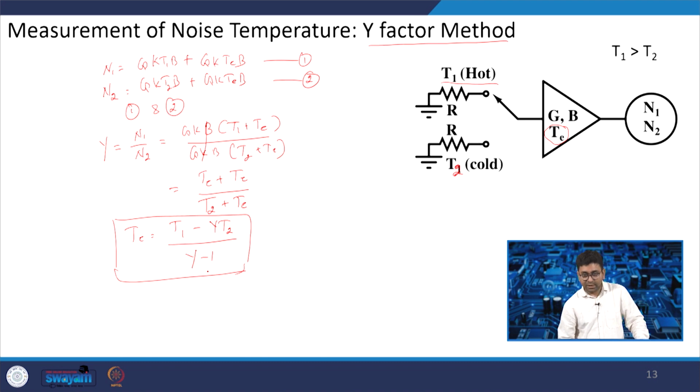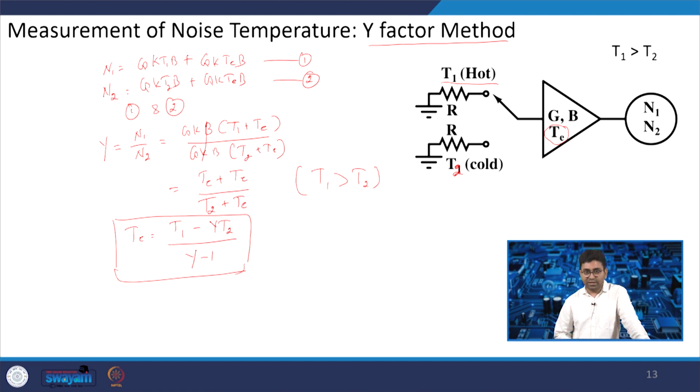For finding out the correct Te, what is the condition? Your T1 should be much greater than T2, then only you will get a sufficient Y, because if Y is equivalent to 1, then you cannot find the Te. So, in order to get an accurate value, the difference in the temperatures should be as high as possible. This is how the Y factor method is used to find the noise temperature. How will you get the Y? You will get the Y from this N1 and N2, and you will find out the equivalent noise temperature.